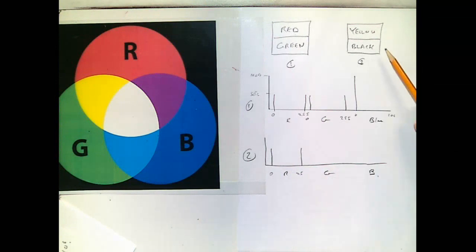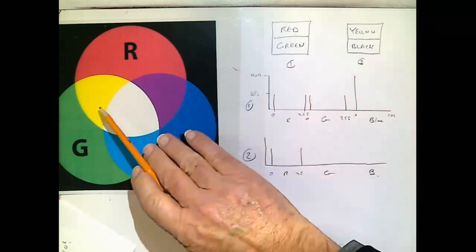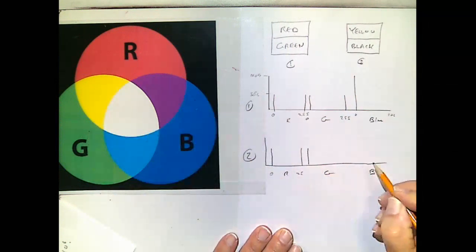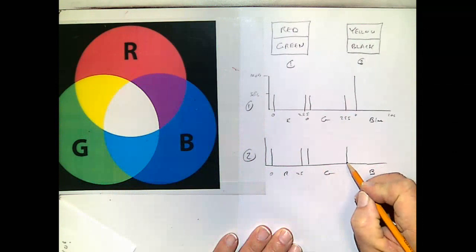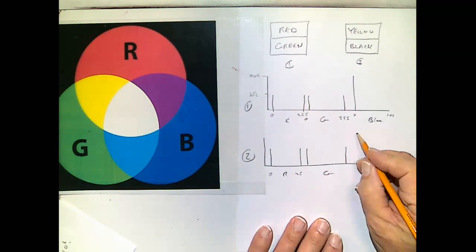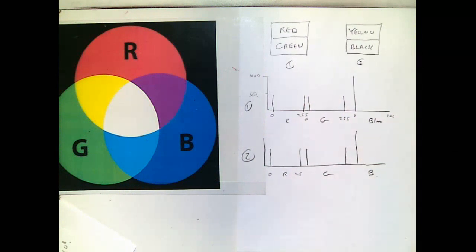Now for the green, it's going to be exactly the same because yellow is green and red. So we will have 50% for the green at 0 and 50% at max. And the amount of blue in these, 100% at 0. We get exactly the same histogram because of the nature of color and the fact that colors, apart from the 3 primary ones, are mixtures and additions of the others.